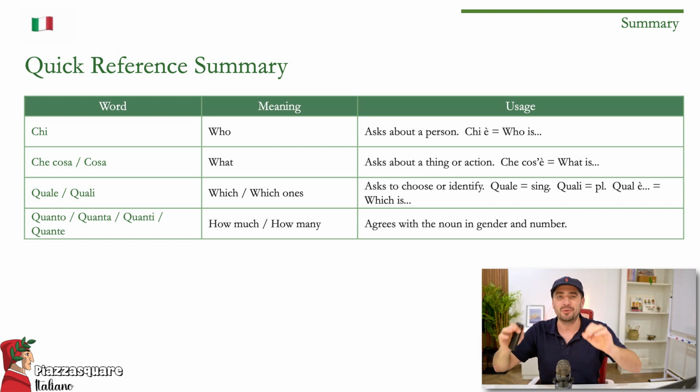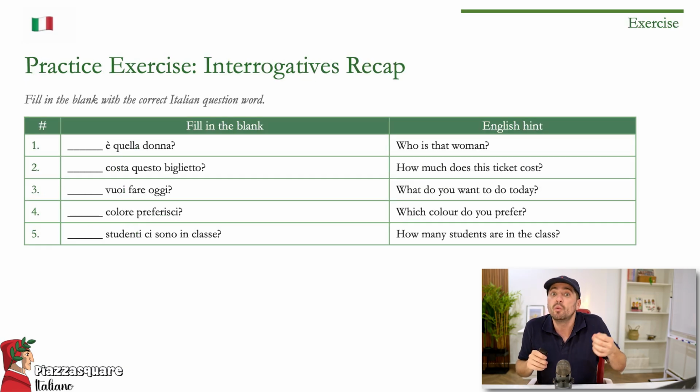Fill in the blanks with the correct Italian question word. Blank è quella donna? Who is that woman? 3, 2, 1. Chi è quella donna? Second one. Blank costa questo biglietto? How much does this ticket cost? 3, 2, 1. Quanto costa questo biglietto?